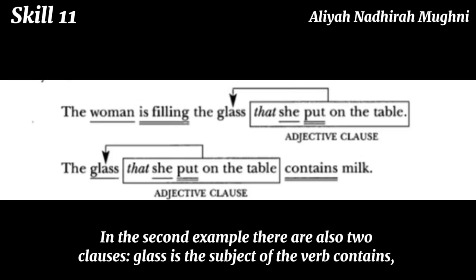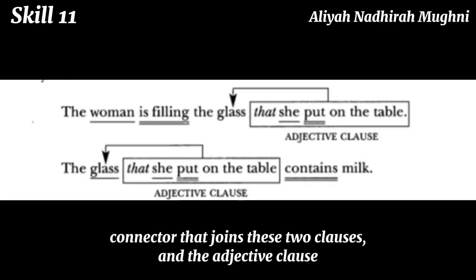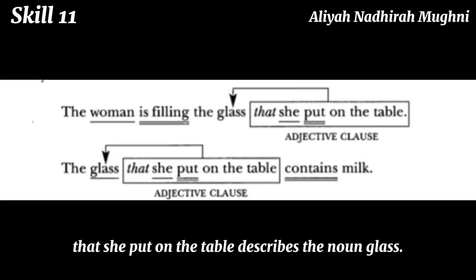In the second example, there are also two clauses. Glass is the subject of the verb contains, and she is the subject of the verb put. In this sentence, also that is the adjective clause connector that joins these two clauses, and the adjective clause that she put on the table describes the noun glass.